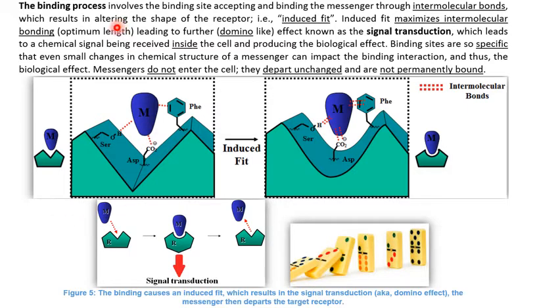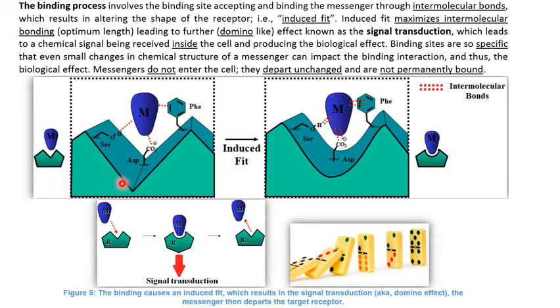The binding process starts by the binding site accepting the messenger and binding to it through the intermolecular bonds. By these intermolecular bonds, the shape of the binding site will change such that the bonds become stronger. The change in this shape in the binding site is referred to as induced fit. Notice how the bonds here got stronger and the shape of the receptor has changed from this to that here.